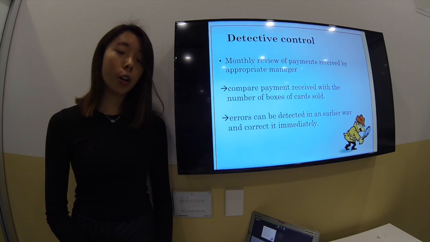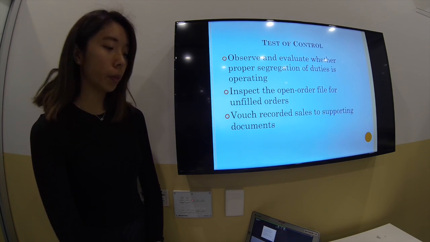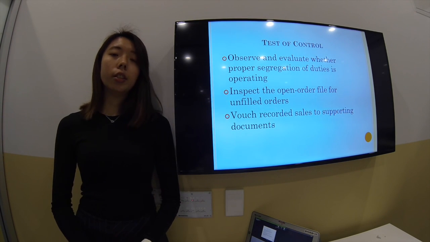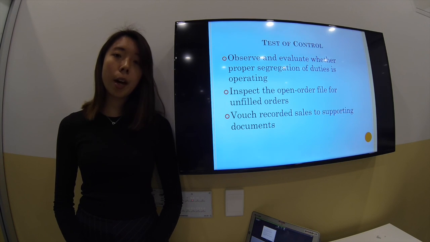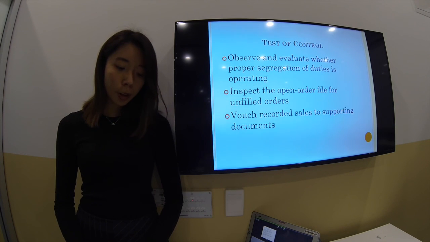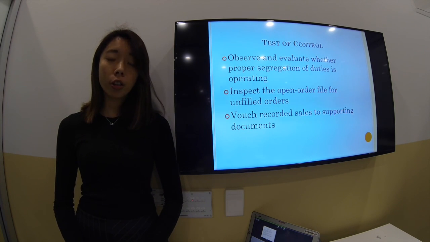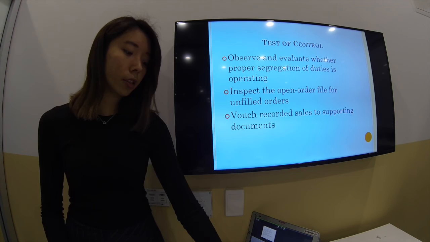For the test of control, the auditor will observe and evaluate whether proper segregation of duties is operating. Furthermore, they will inspect the open order file for unfilled orders and file recorded sales to supporting documents.